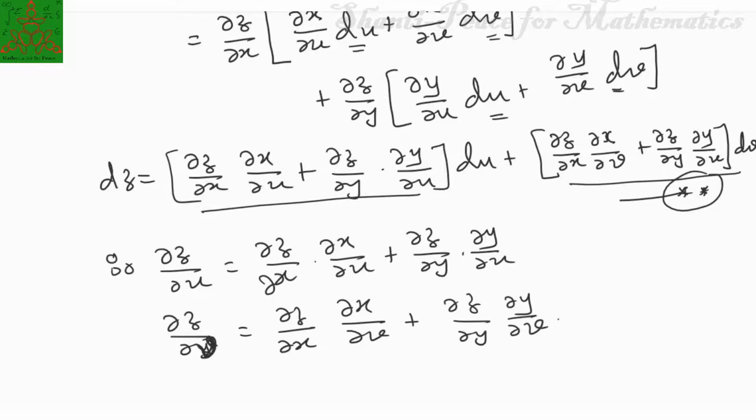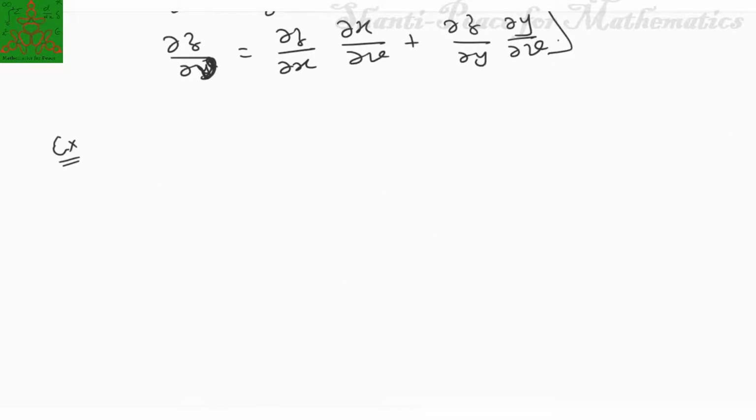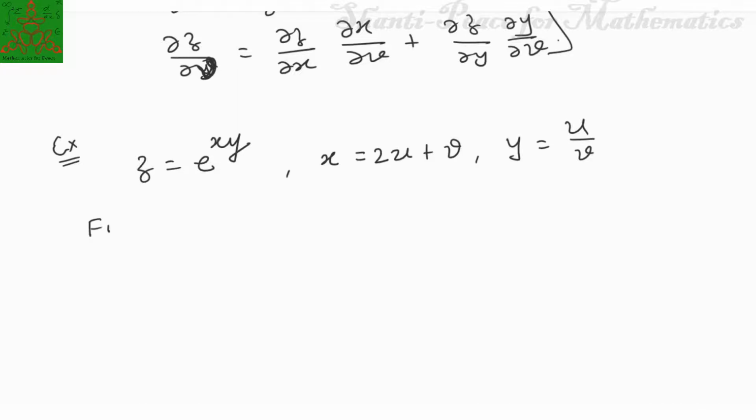These two formulas are known as the chain rule for partial derivatives. Let us try to solve some examples here. In the first example, z is equal to e power xy, where x as a function of u, v is given as 2u plus v, and y is a function of u, v. The question is to find del z upon del u and del z upon del v using the chain rule.